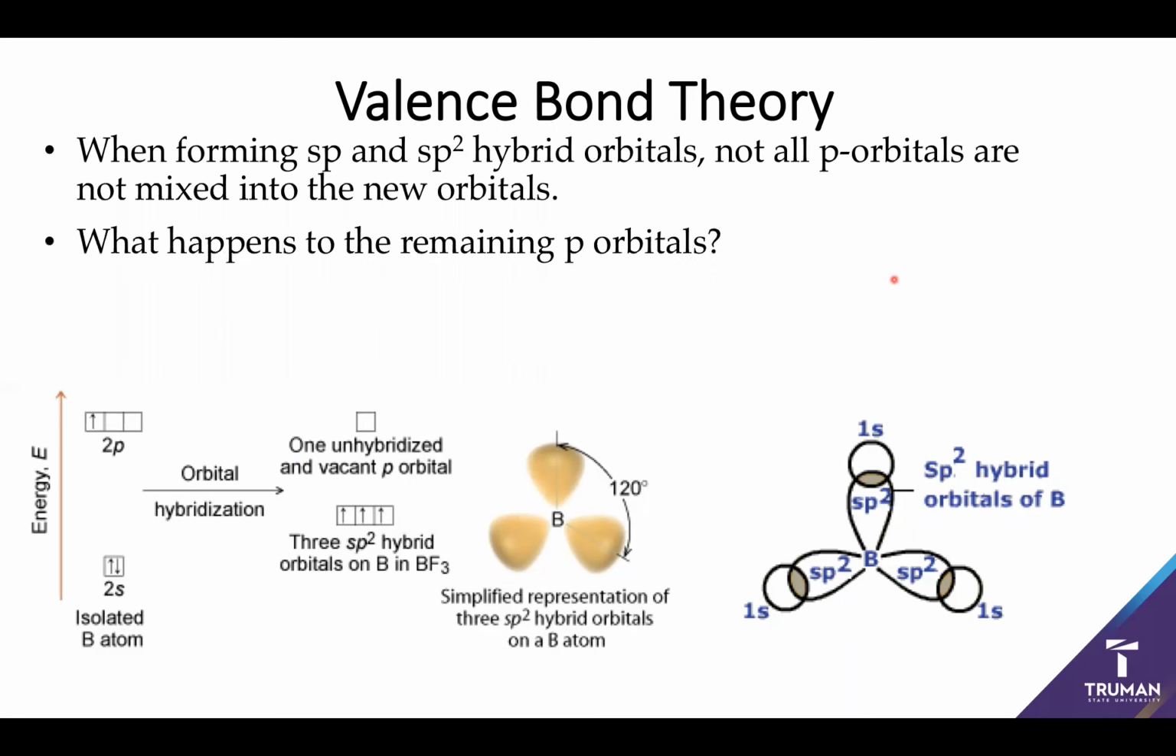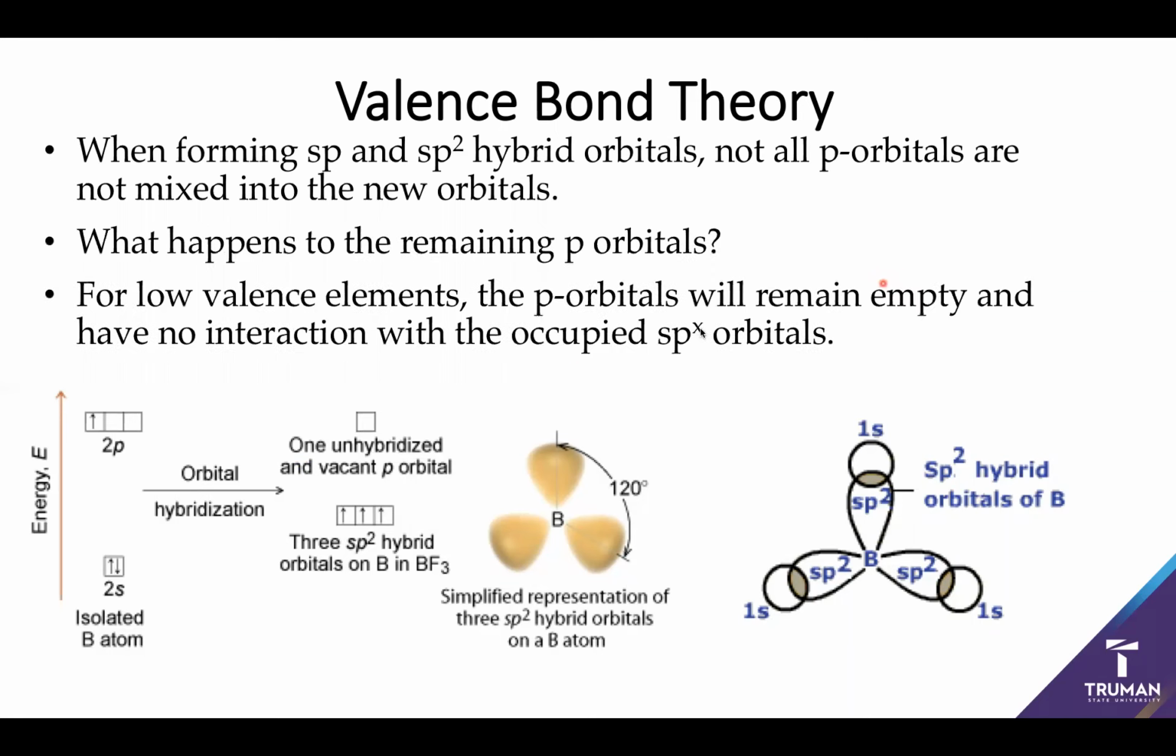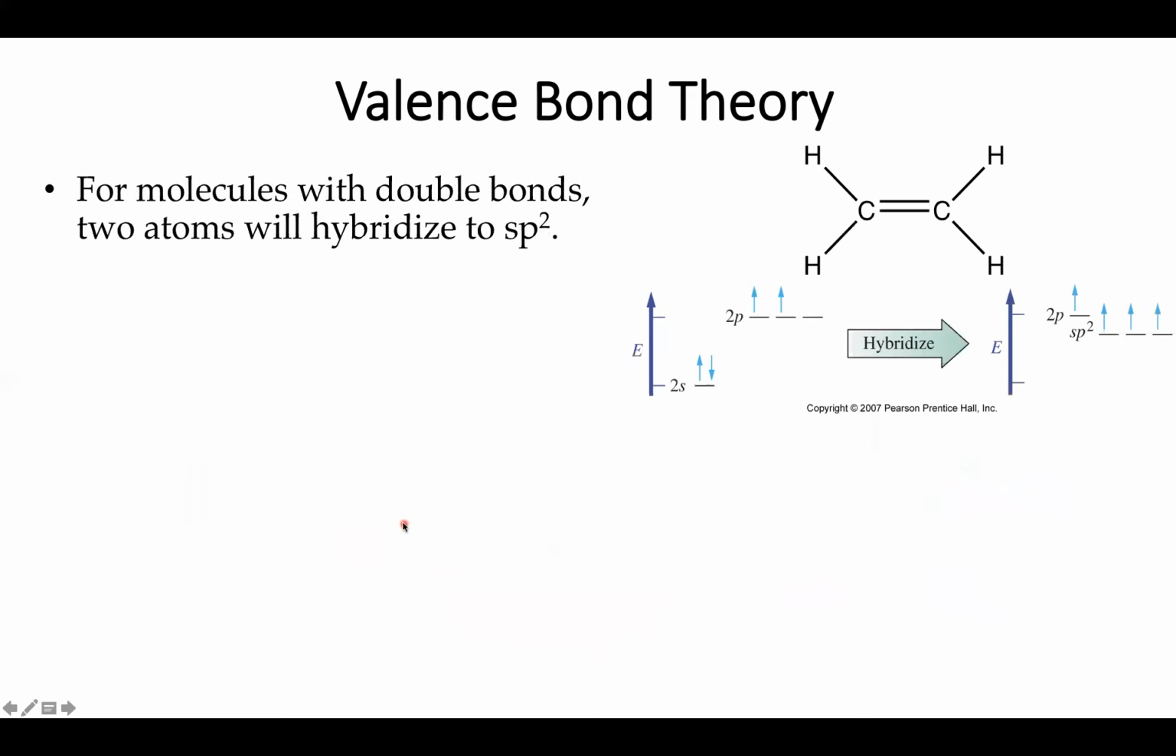Now, if I'm boron, this is actually pretty easy. I don't have enough electrons to fill that vacant p orbital, so it's just left empty. And it's going to have no interaction with the orbitals that actually do have electrons. These orbitals will go on to form bonds. This orbital will just sit there. However, not every atom is only going to have 3 electrons. So if I have something like carbon, what's going to happen with those extra electrons?